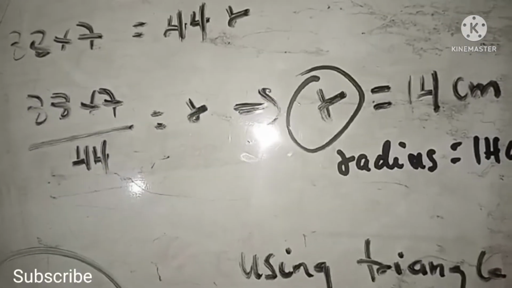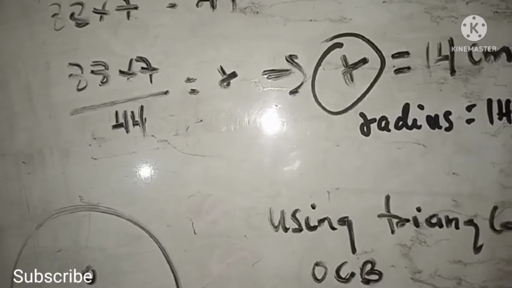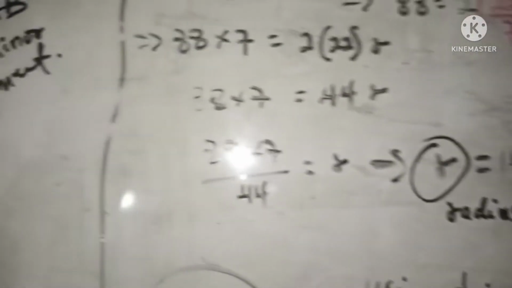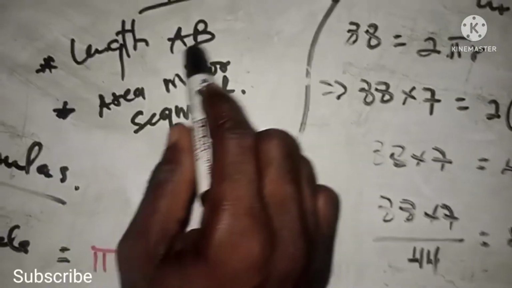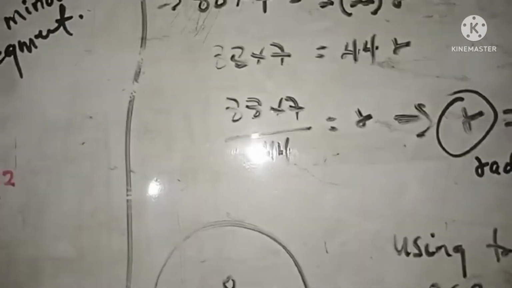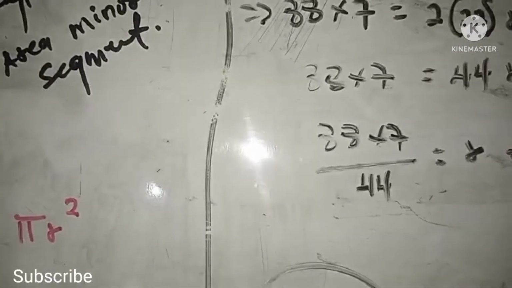So why are we doing all these radius? Remember, I said that for you to use something, you have to know what exactly they are asking you to do. So here they say you should find the length of AB as well as the area of the minor segment. Right. So let's answer the question now. So that is the information that we are having.